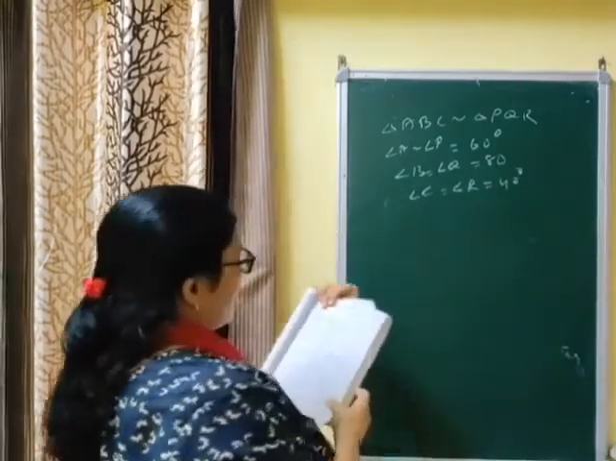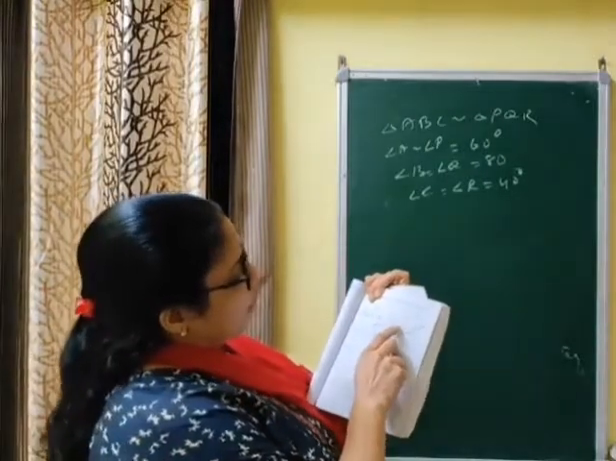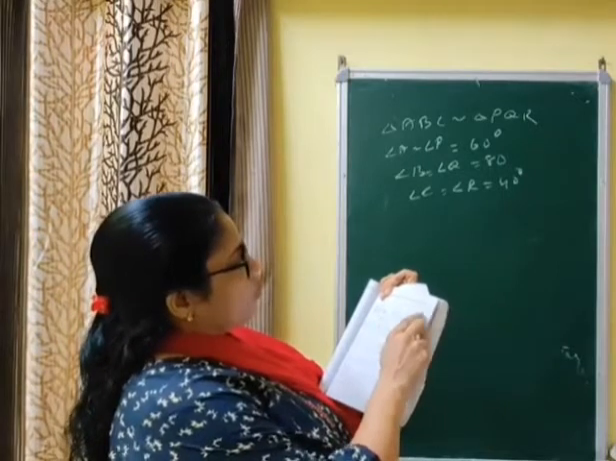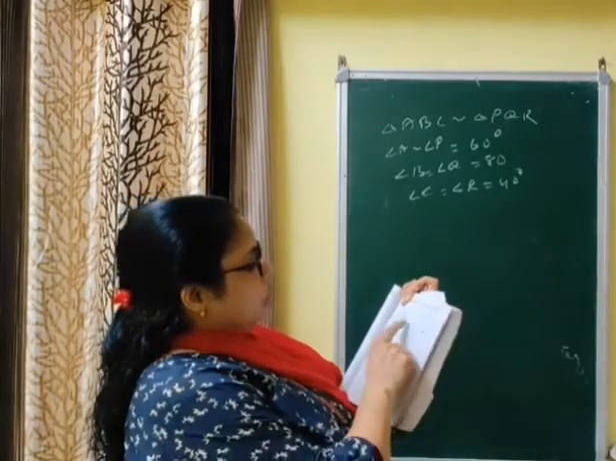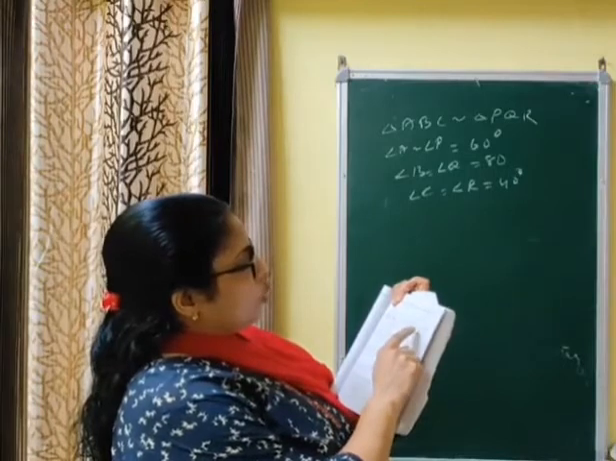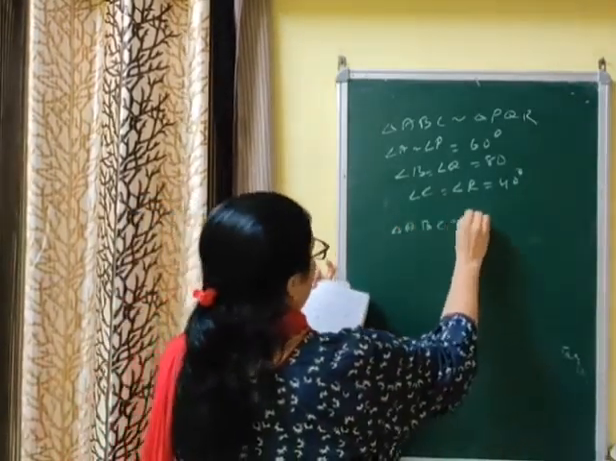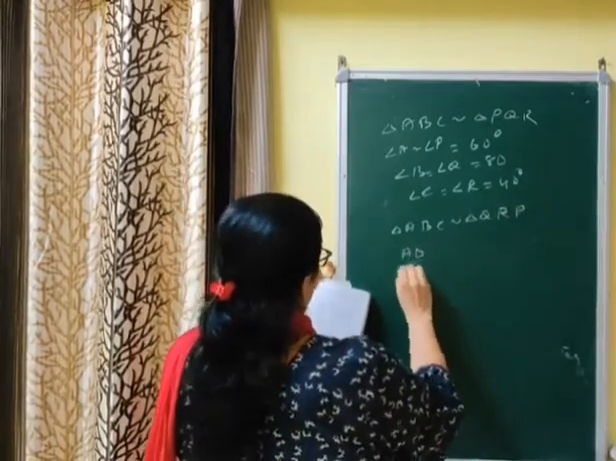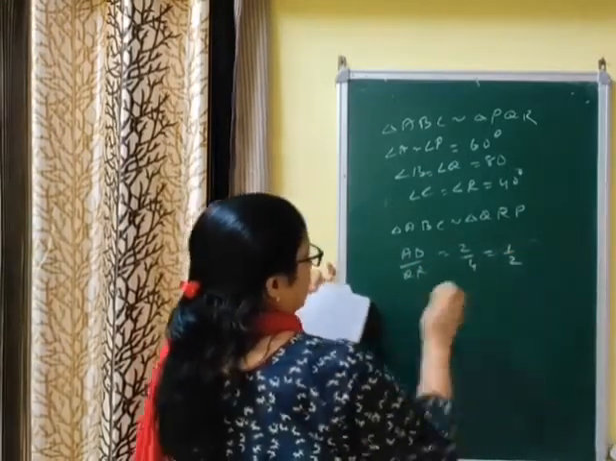नाउ सेकेंड केस, AB 2, BC 2.5, AC 3, QR 4, RP 5 and QP 6. तो AB by QR आ रहा है 1/2, BC by PR आ रहा है 1/2, AC by PQ आ रहा है 1/2. तो नेमिंग क्या लेना है? ABC सिमिलर टू QRP. एक्सप्लेन बताती हूँ. AB by QR is 2/4, 1/2. That is SSS similarity is forming here.